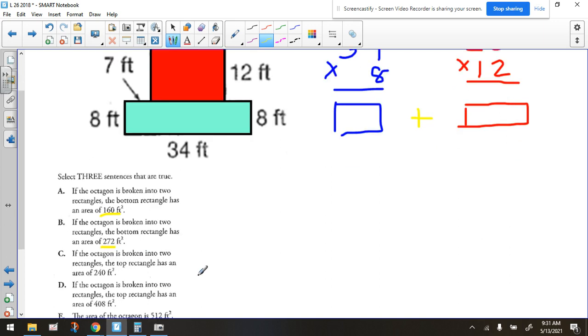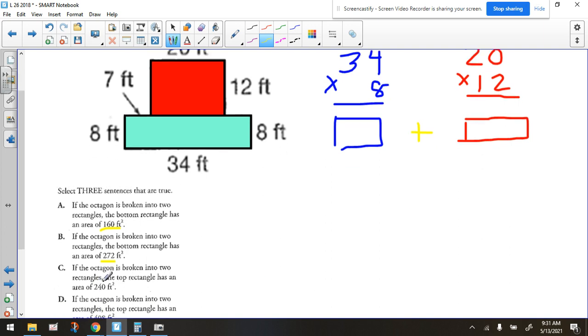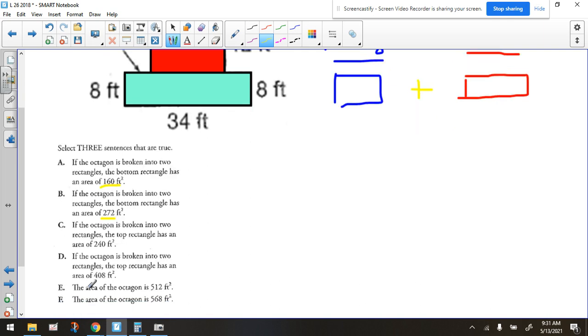All right, so statement C: If the octagon is broken into 2 rectangles, the top rectangle has an area of 240. So when you multiply these two numbers together, did you get 240? Because if you did, then you're going to say true. D: If the octagon is broken up into 2 rectangles, the top rectangle has an area of 408. So did you get 408 here? Because if you did, then you're going to pick that.